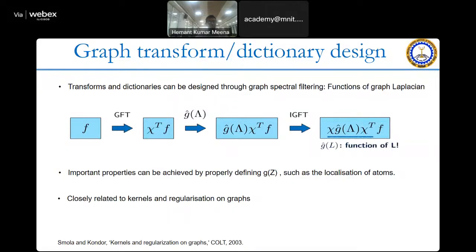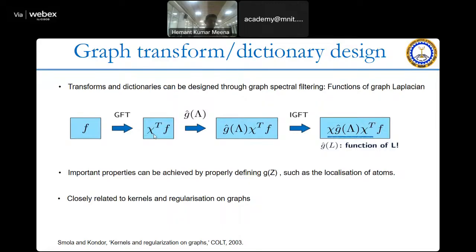Graph transform dictionary design. What do you mean by the transform dictionary? Transforms and dictionaries can be designed through graph spectral filtering. Again, these are basically the filtering operations that are functions of the graph Laplacian. F is basically, when we are doing it, the graph Fourier transform.